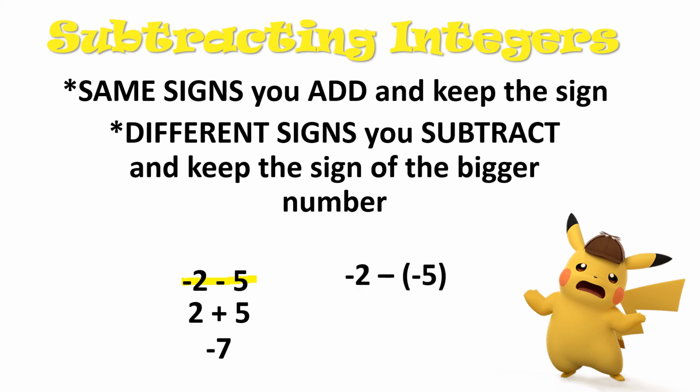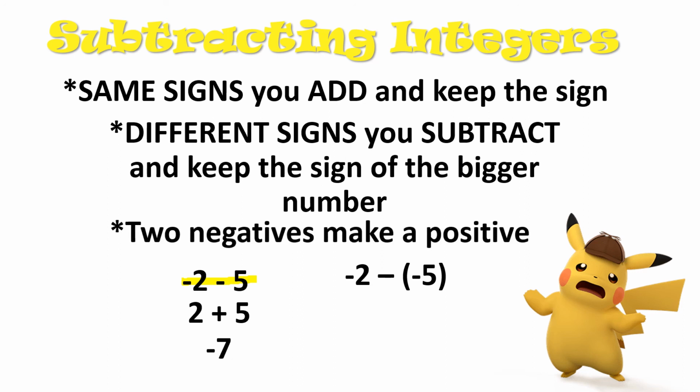Negative 2 minus a negative 5. Remember, anytime you have two negatives next to each other, it makes a positive. So I'm going to rewrite this as negative 2 plus 5. Now, I have different signs in front of these integers. I have a negative sign and a positive sign. So I'm going to subtract them. 5 minus 2 is 3. And then you keep the sign of whichever one is bigger. And if you look, this one is bigger. So our answer is also going to be positive.